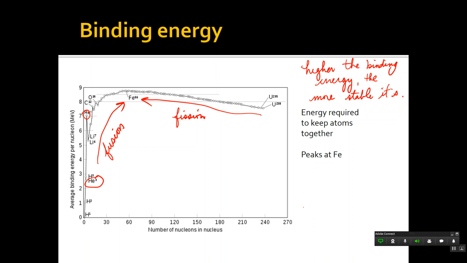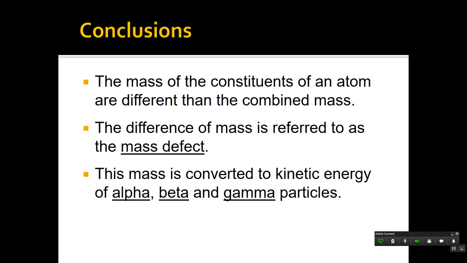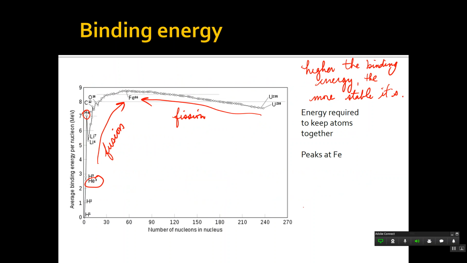The mass constituents of an atom are different than that of a combined mass. Let me ask you a question now. If I took uranium and added up all of its particles, all of its neutrons, protons, and electrons, would it be heavier or less heavy than uranium itself combined?